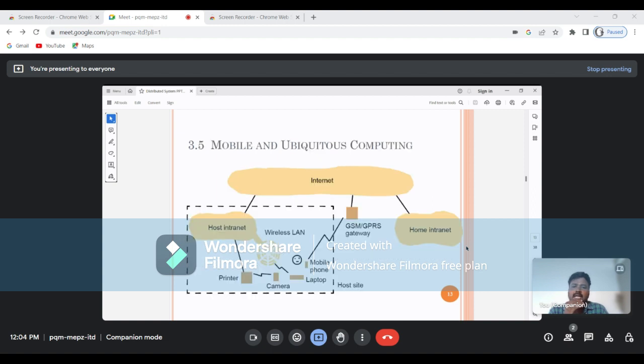So in mobile and ubiquitous systems, we are having the internet. It can be accessed by home internet or host intranet. So it may contain wired communication, GPS, GSM, or wireless LAN connection, which may be on the host side or the client side. So at any point of time we can access any data from any location, even a remote location.